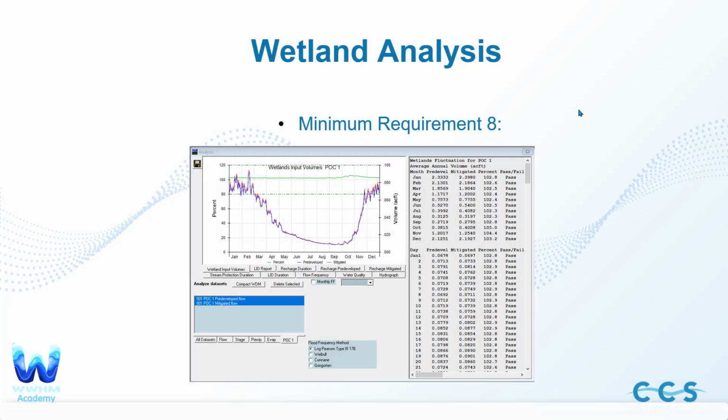And then for minimum requirement number 8 for wetlands, this is a graph showing different wetland input volumes through your pre-developed and then now your developed scenario, showing that it is within that plus or minus 15%. Maybe for different jurisdictions it could be different, but I'm familiar with plus or minus 15% for wetland input volumes to allow that to pass. It's really going to depend on your jurisdiction as well, though.